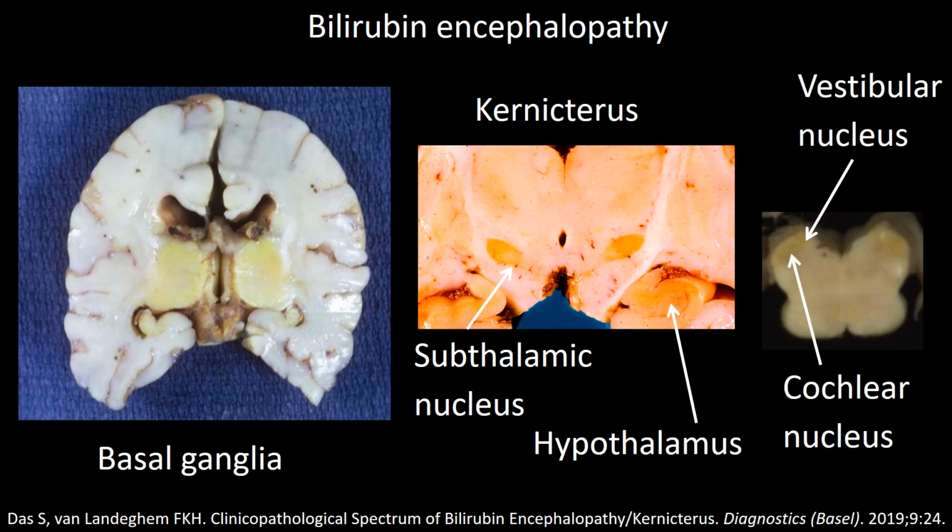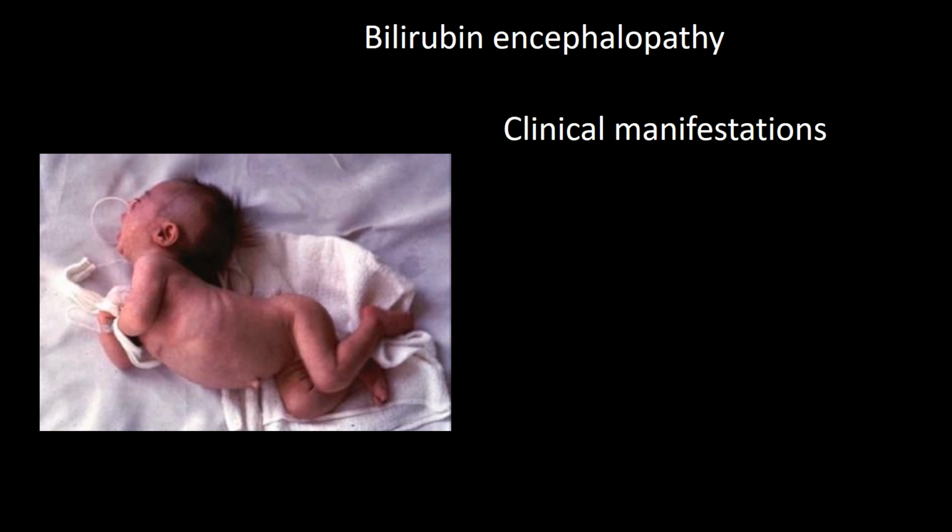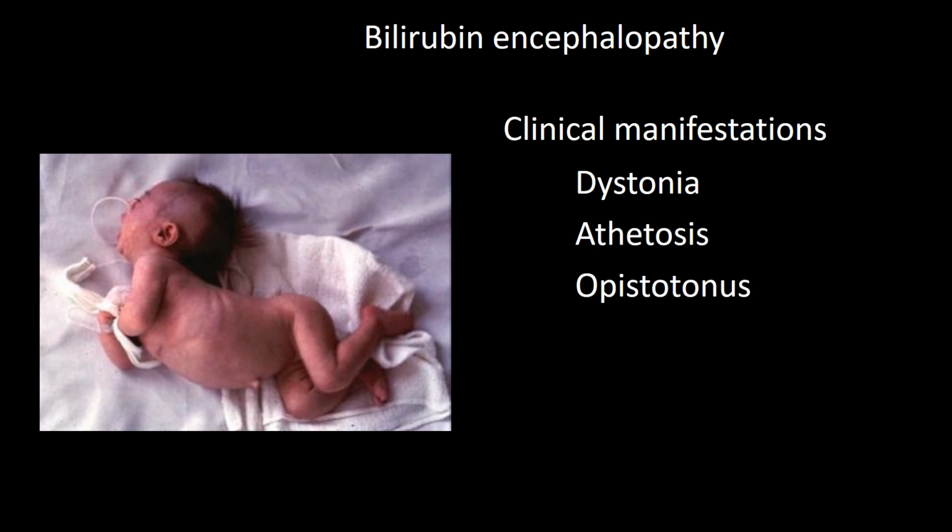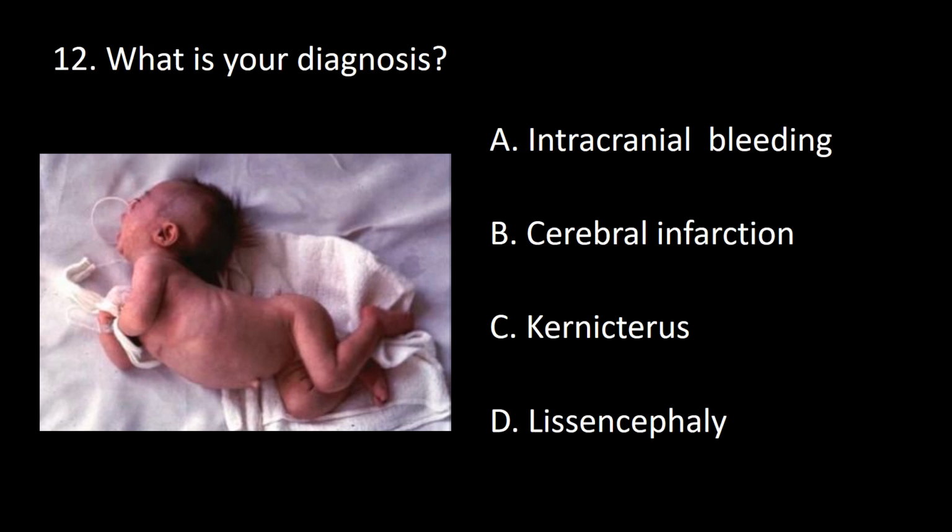In addition, other nuclei that are often stained are the cochlear and the vestibular nuclei in the brainstem. Clinical manifestations reflect the involvement of these structures and consist of dystonia, athetosis, opisthotonus as you see in this patient, and irritability. Other manifestations such as seizures are likely to occur in this condition. So the answer to this question is C.